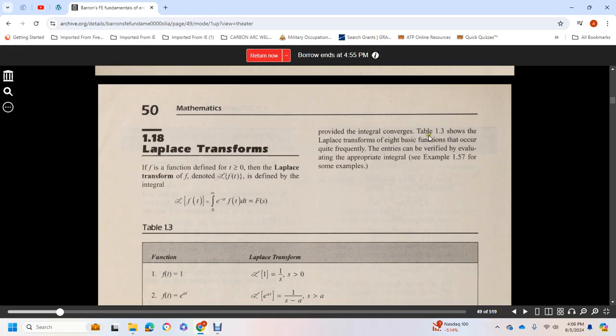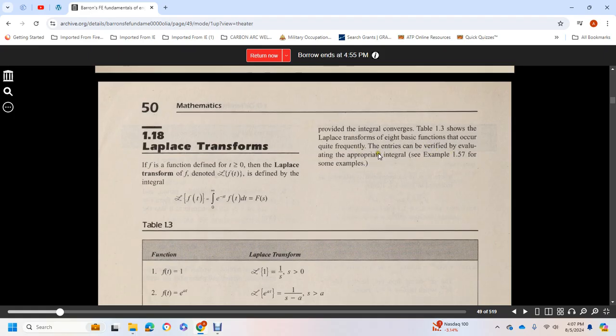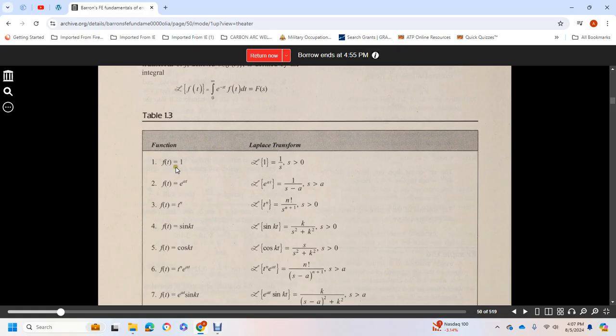Integral evaluations show that the Laplace transforms of basic functions occur quite differently. The entries can be verified by evaluating the appropriate integral. For f(t) equal to 1, the Laplace transform of 1 is equal to 1 over s, for s greater than 0.